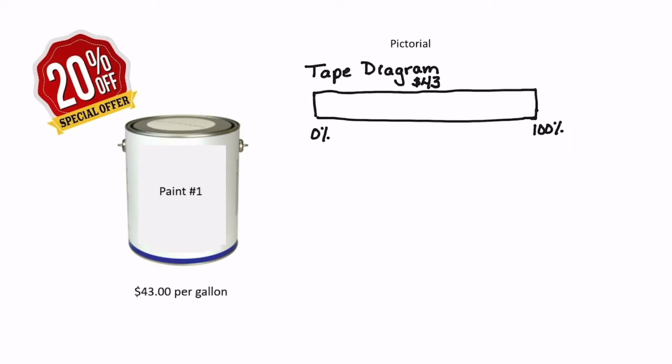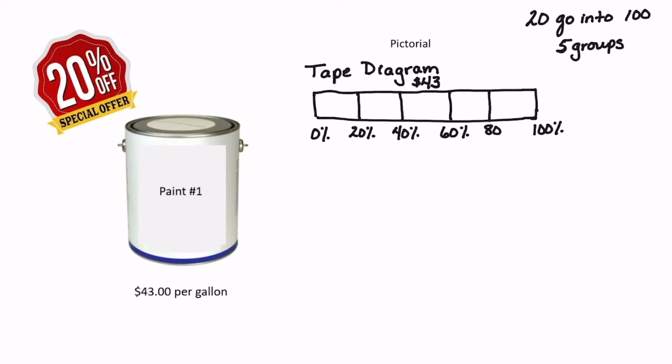Now a couple of things you need to think about. How many times will 20 go into 100? There are going to be 5 groups of 20 in our bar model. So we're going to divide this into 5 sections. This would represent the 20% mark. This would be 40%. This would be 60%. This would be 80%. Now our whole is going to be $43.